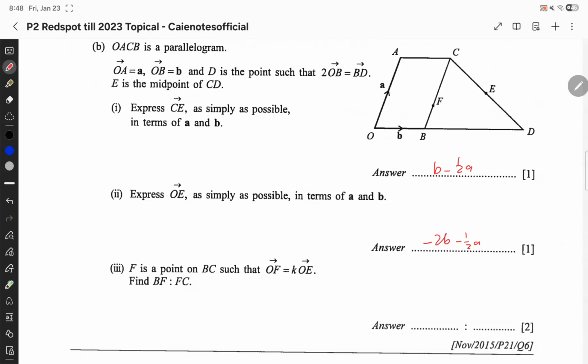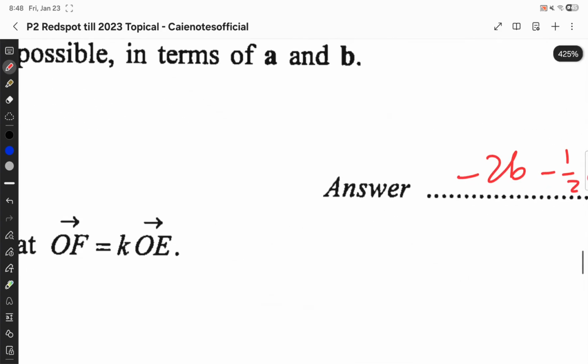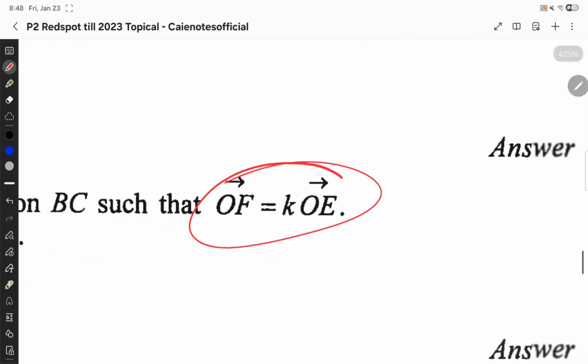How do I solve these questions which require you to use scalars, multipliers, or just multiply something with something? Well, first we need to know what this expression means.